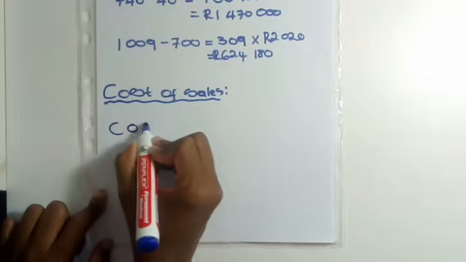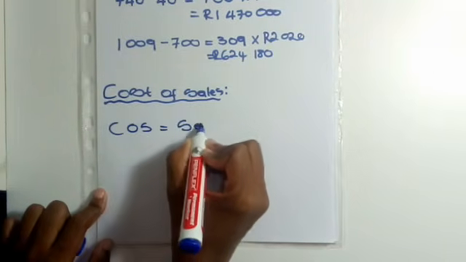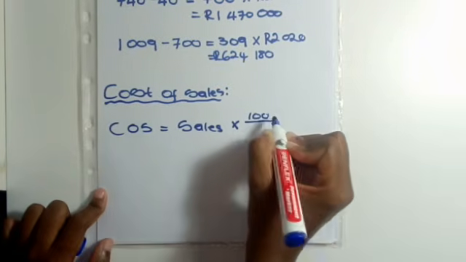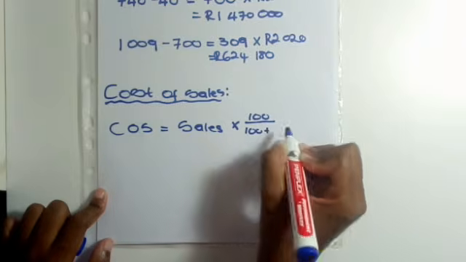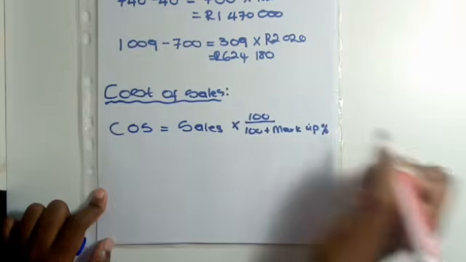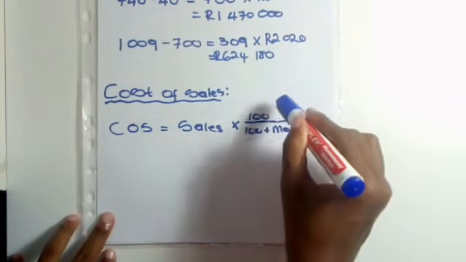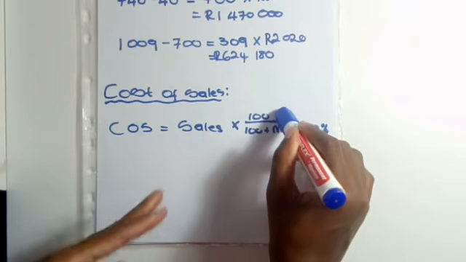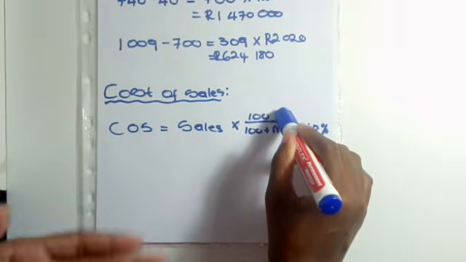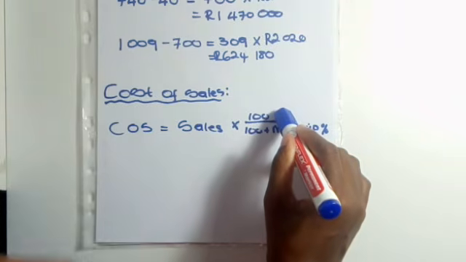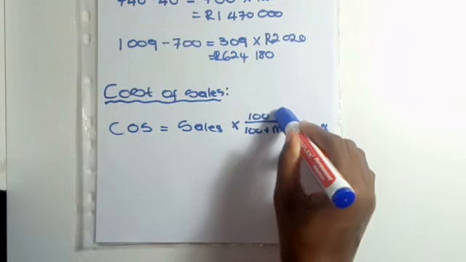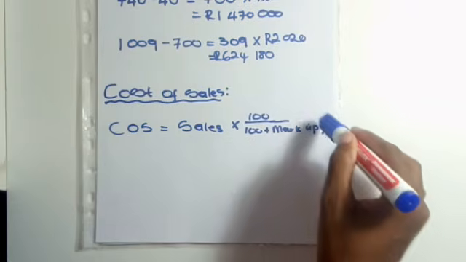Cost of sales is equal to the sales amount multiplied by 100 all over 100 plus the markup percentage. So why 100? With 100, we are saying that cost of sales is represented by 100%. This is the amount that I purchased my stock with. I'm saying that I'm purchasing my stock at 100%, and in order for me to make a profit, I need to make sure that I sell them at this 100% plus a markup.